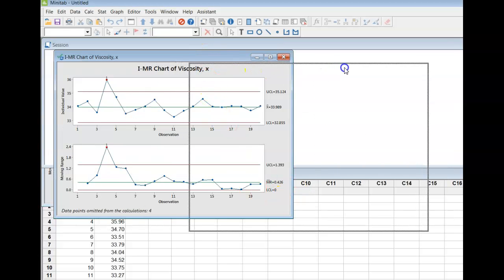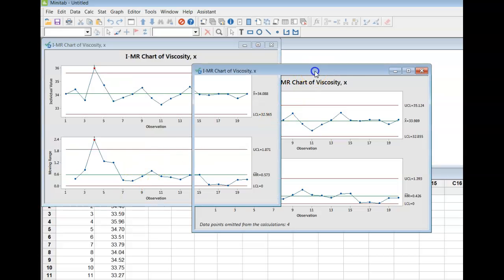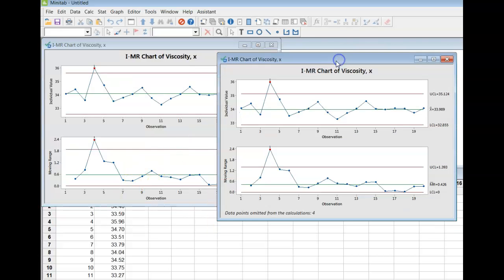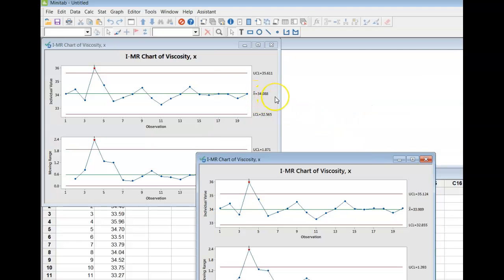And now, if I can get these side by side, let's see. All right, so now when I look at this, my new chart says that data point number 4 was omitted during the calculations. And if I look here, without data point number 4, the average of all these individuals was 33.9889. Whereas originally it was 34.088. So my average has come down a bit because I've taken out that high value.